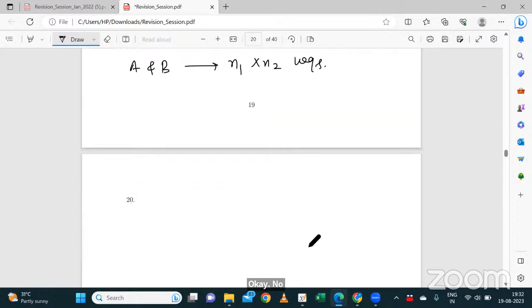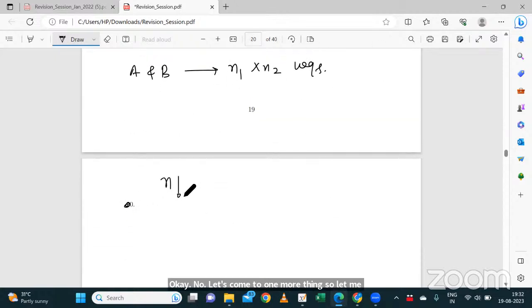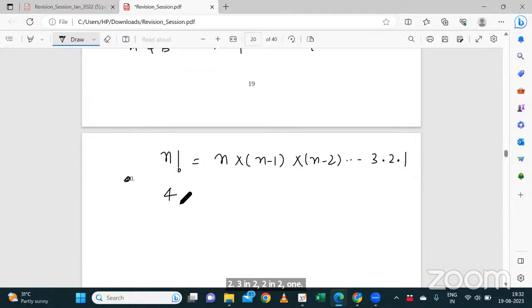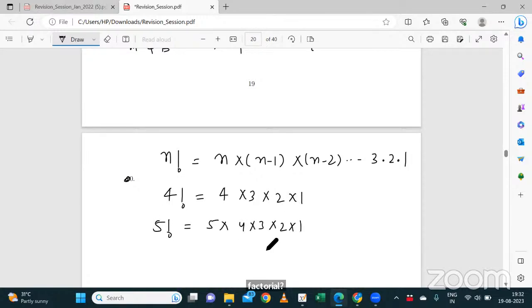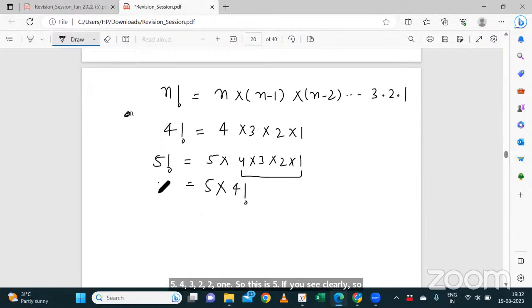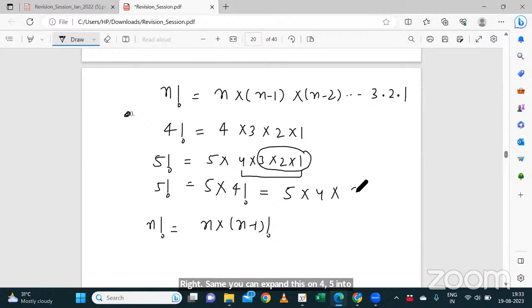Now let's come to one more thing. Let me introduce factorial also. You know factorial. n factorial is n into n minus 1 into n minus 2 up to 3 into 2 into 1. That's a mathematical notation called factorial. So 4 factorial will be 4 into 3 into 2 into 1. What about 5 factorial? 5 into 4 into 3 into 2 into 1. If you see clearly, this part I can denote as 4 factorial, so 5 factorial I can write as 5 into 4 factorial. So simply, n factorial is n into (n minus 1) factorial. Same, you can expand this one: 5 into 4 into, and this part I can treat as 3 factorial, right?